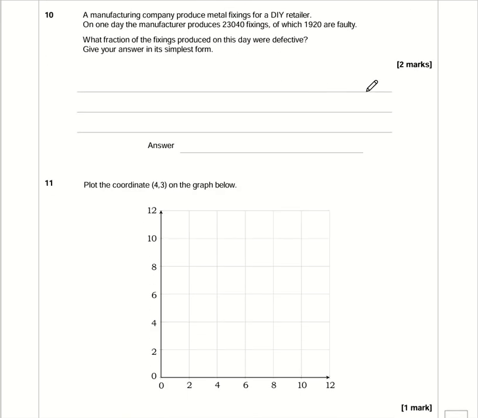Okay, question number 10. A manufacturing company produce metal fixings, etc. So what fraction produced were defective? So we know that 1,920 are faulty. Faulty is the same as defective, so as a fraction we've got 1920 out of 23040. So we've got it as a fraction, but not in its simplest form.